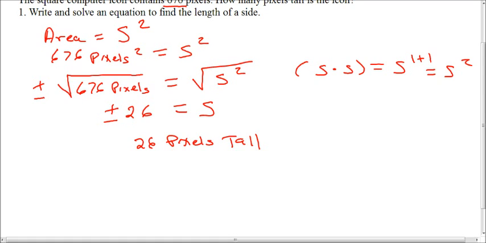Okay, so now what we'll do is take a look at some operations, or maybe just simplifying expressions using square root.